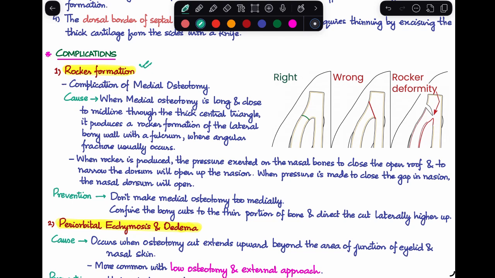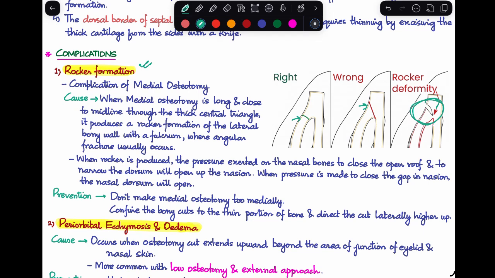What is the reason behind it? When the medial osteotomy is very long and we end up giving it very close to the midline, this is the right kind of incision. This is not the right kind of incision. What happens is, when we are passing through the midline, through the thick central triangle, it ends up creating a rocker formation of the lateral bony wall, where an angular fracture usually occurs.